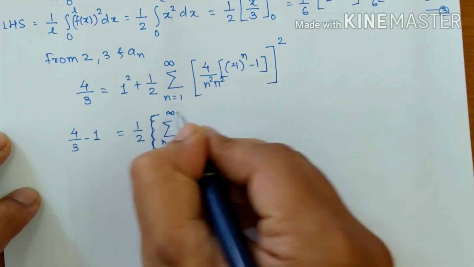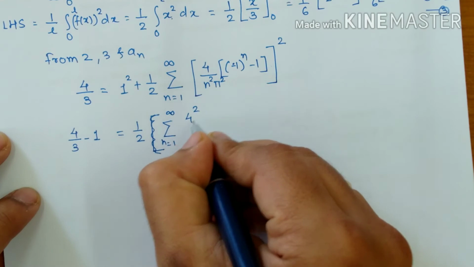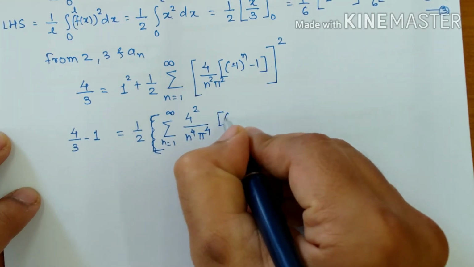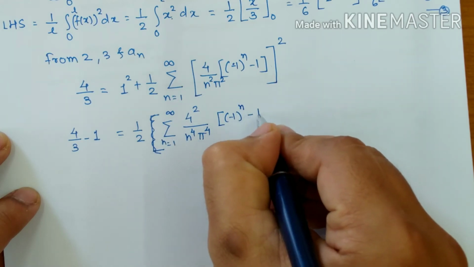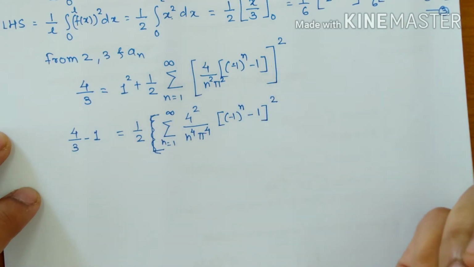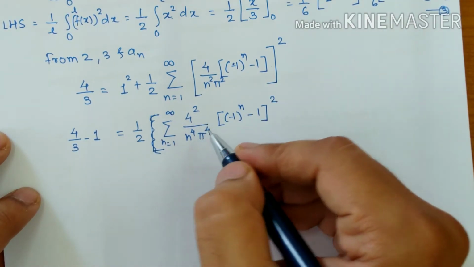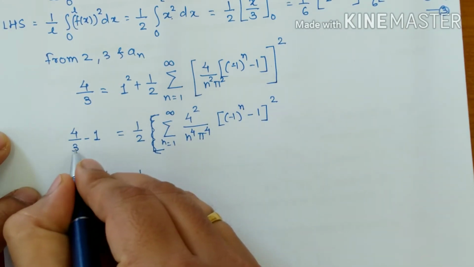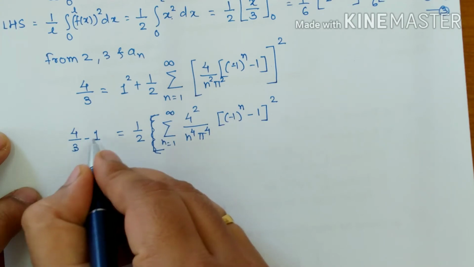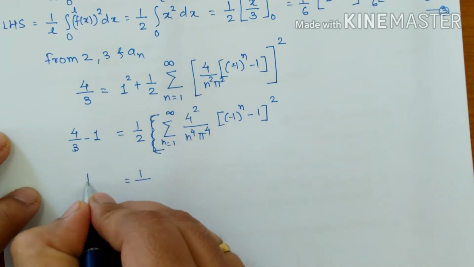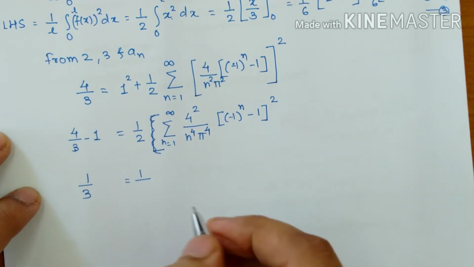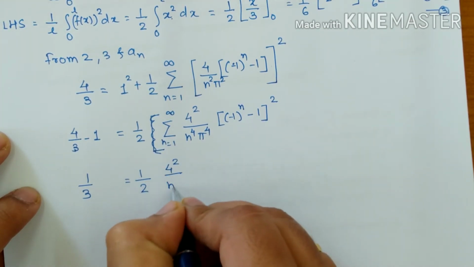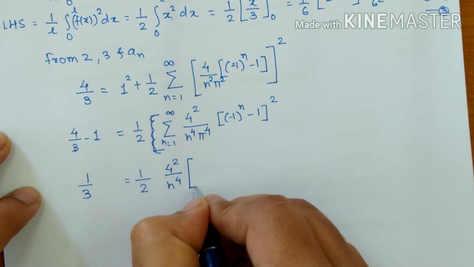n runs from 1 to infinity, 4 square upon n raised to 4 pi raised to 4 into bracket (-1)^n - 1, bracket square. Now here 4 square upon pi raised to 4 is a constant, we take it outside, and this is cross multiplication, we get 4 minus 3, 1 by 3 here. So 1 by 2 into 4 square upon n raised to 4 into bracket.